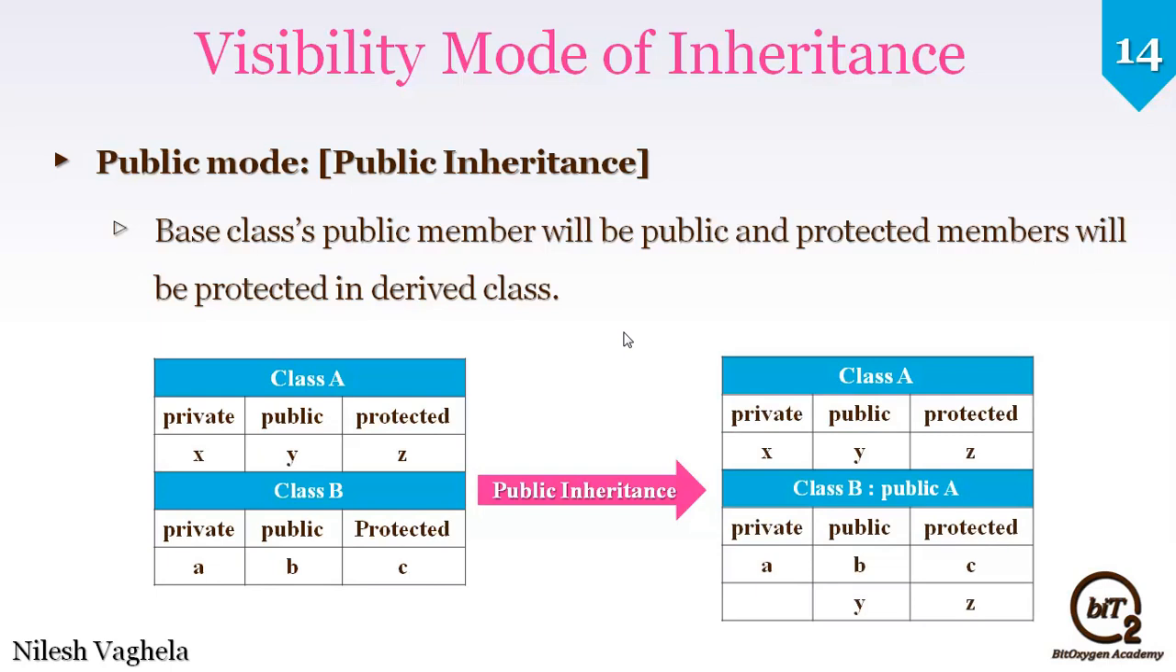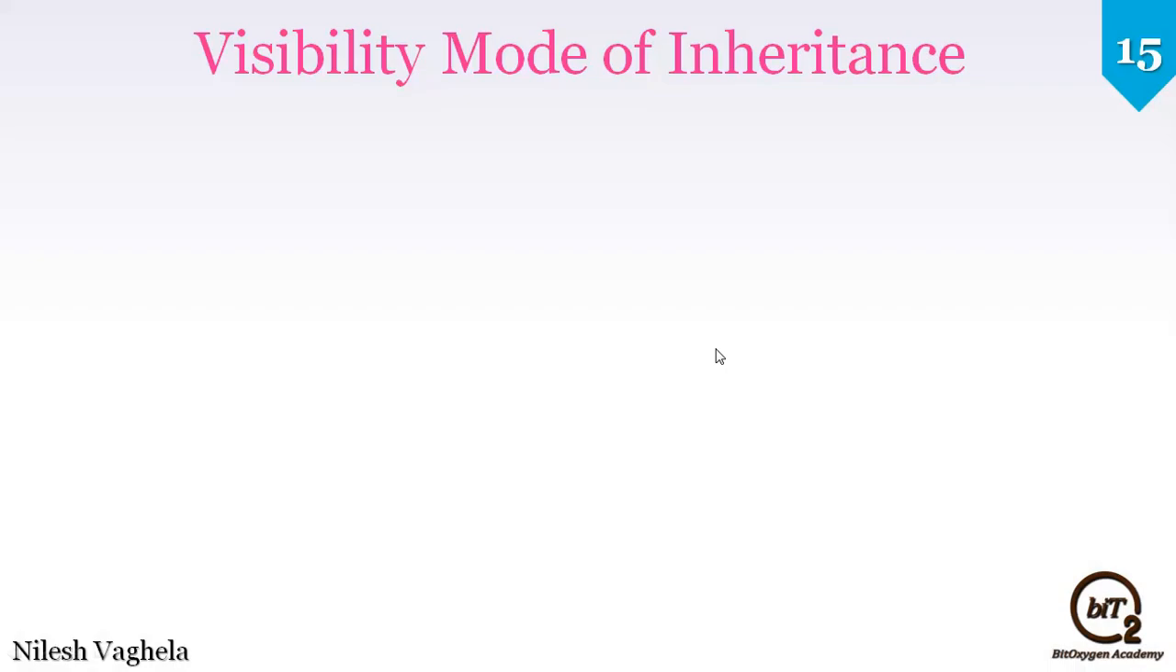One thing we all should keep in mind is that C++ never allows private data of the base class to be inherited. So X is never going to be inherited in our B, whether it is public inheritance, protected or private.